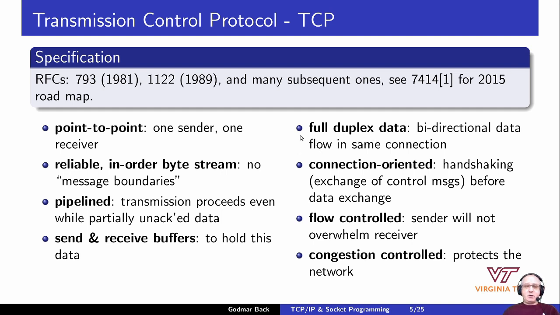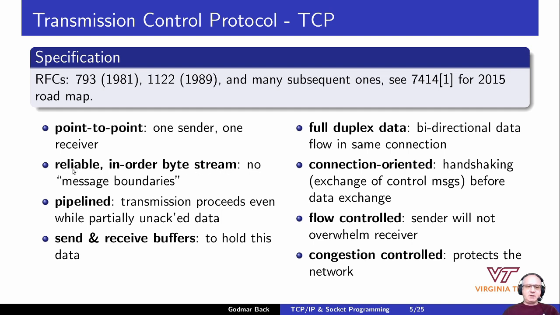In fact, under the hood, the TCP protocol implementation implements two entirely separate state machines for the communication in those two directions. So TCP implements a reliable in-order byte stream. Okay, what does that mean?